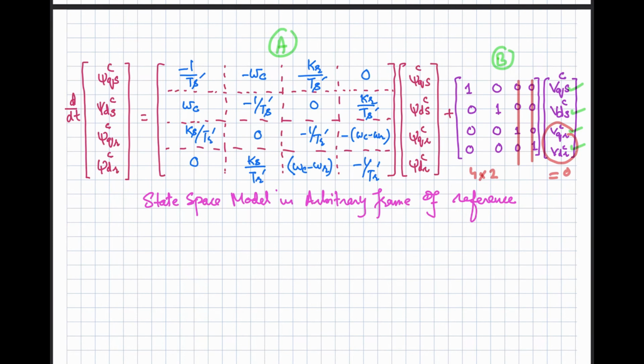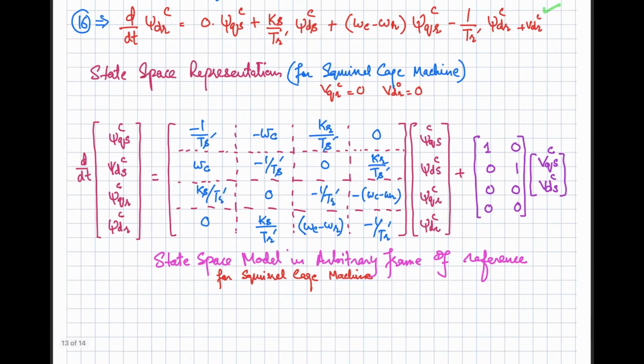So in generic form, we can say the state space representation of the squirrel cage induction machine in arbitrary frame of reference is this one, with the consideration of all the voltages, the stator Q and D axis voltages, and the rotor Q axis and the D axis voltages. However, if we talk about only the squirrel cage machine, vqr will be considered as 0, vdr will be considered as 0. So those two terms will be absent, and so our matrix B will be limited to this one, that will be a 4 cross 2 matrix. But for a generic one, it will be a 4 cross 4 matrix with the Q and D axis of the rotor inputs as well.